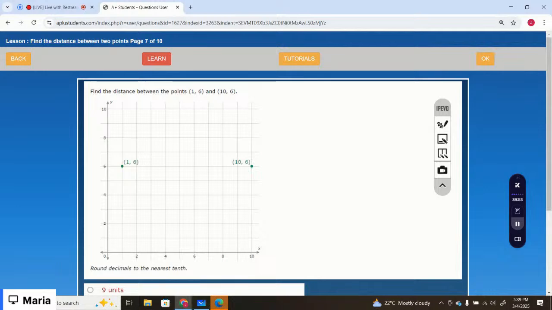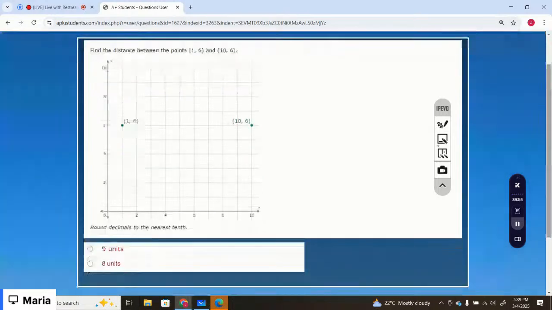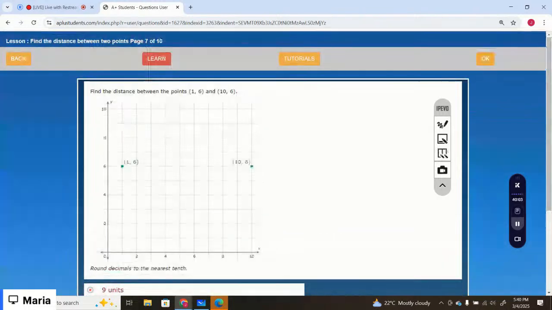Find the distance between the points 1, 6 and 10, 6. That is 9 units. Option number 1 is the correct option. Okay, you can complete the lesson by yourself later today.